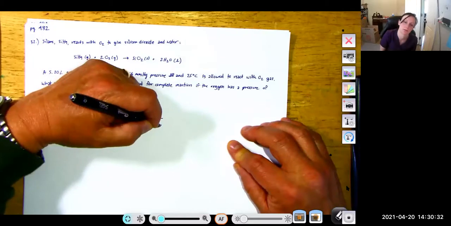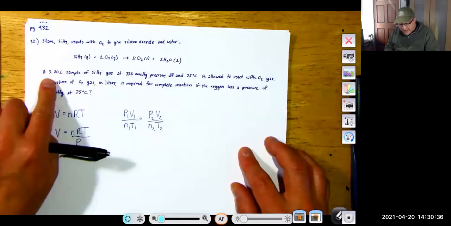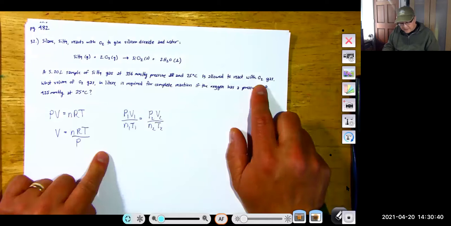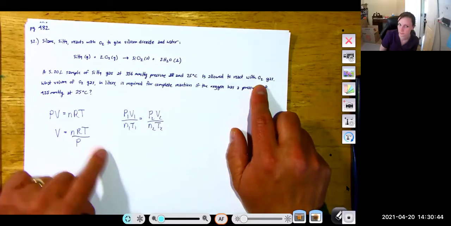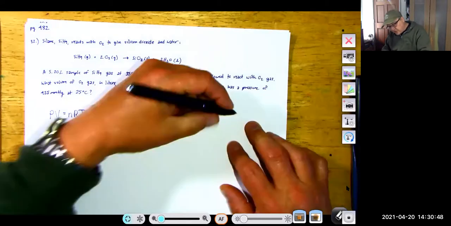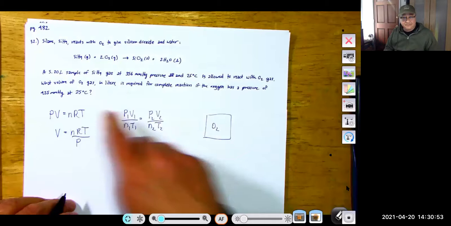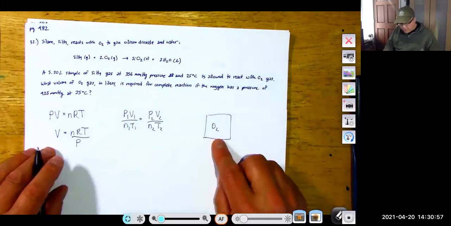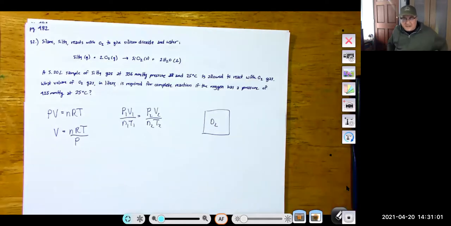Okay, so we have 5.2 liters of silane gas that is allowed to react with O2 gas. What volume of O2 gas in liters is required for complete reaction? So here's my O2 gas that I want to react with the silane. Is anything happening to that O2 gas before we react it?